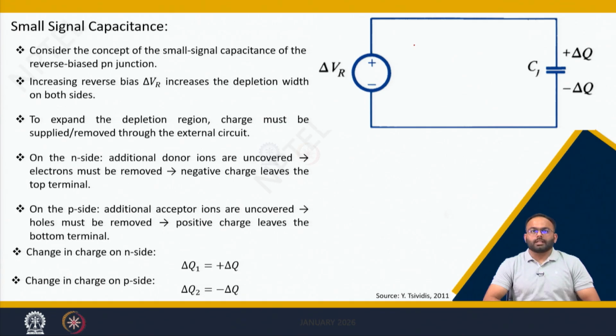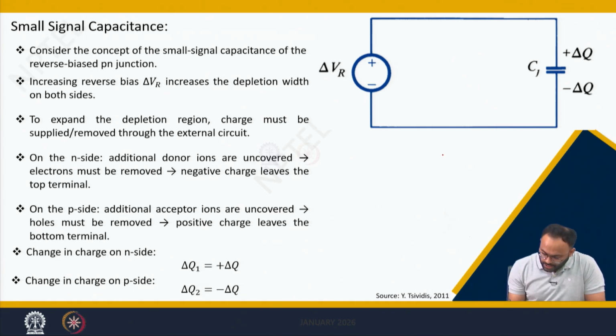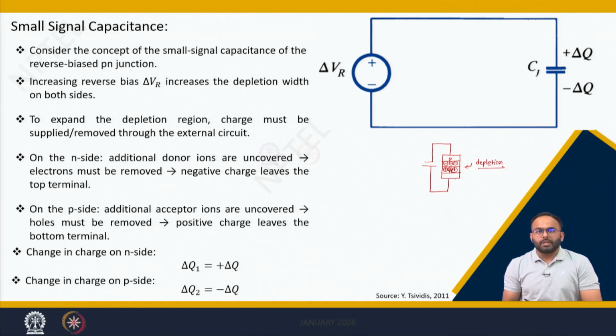Let's analyze the small signal capacitance. If you see a PN junction, P and N, and this is a junction. Whenever I apply a voltage, let's say a reverse voltage, the charges are separated out. These are negative charges, these are positive charges, and this junction forms a depletion region. In the depletion region, we said that there are no mobile charge carriers. It means this depletion region can be considered as an insulator layer.